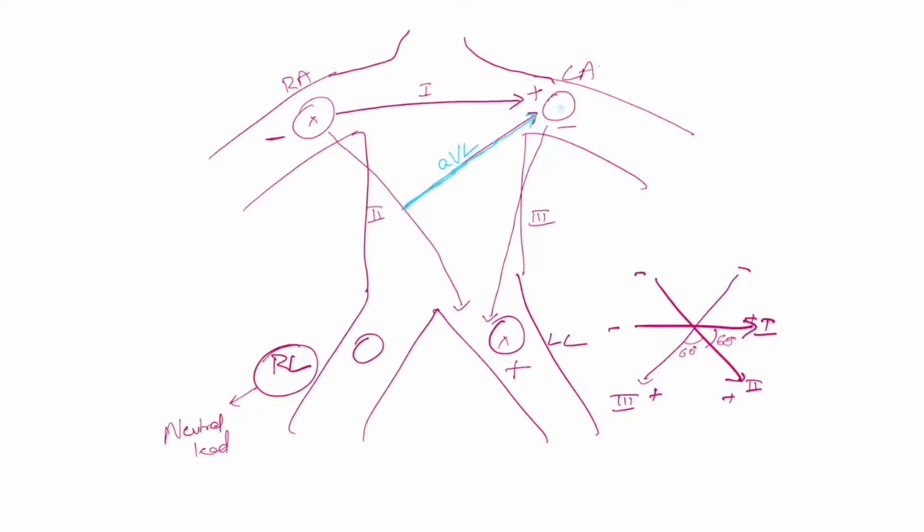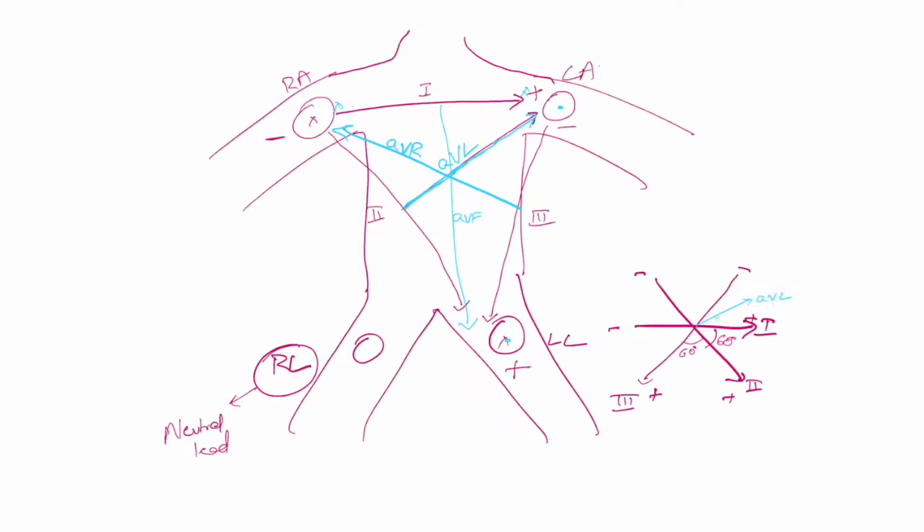Similarly, you can take the LA and LL, average them out, and make them both negative relative to RA, and then you would have AVR. And lastly, you can take RA and LA and average them out and make them negative. And if LL is positive, you would have AVF.